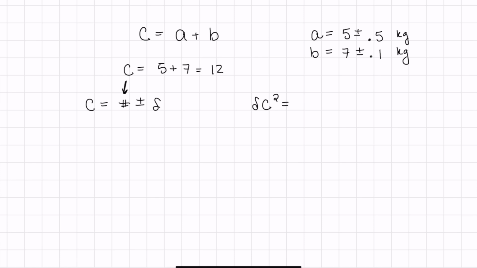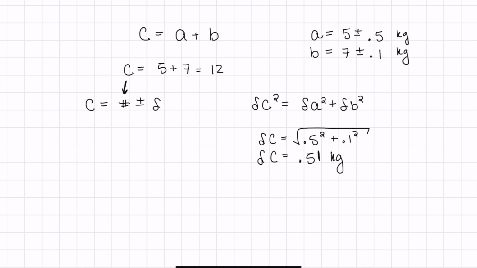But for the uncertainty, we have to use that squared equation. So we have to use the error propagation equation with the absolute uncertainties. So our uncertainty in C will be the square root of 0.5 squared plus 0.1 squared, which is equal to about 0.5. And I think this goes against the sig fig rules, but I'll put in 0.51 just so that you can see that it's different from either of the other uncertainties, and that'll have the same units of kilograms. So we can write C being equal to 12 plus or minus 0.51 kilograms.